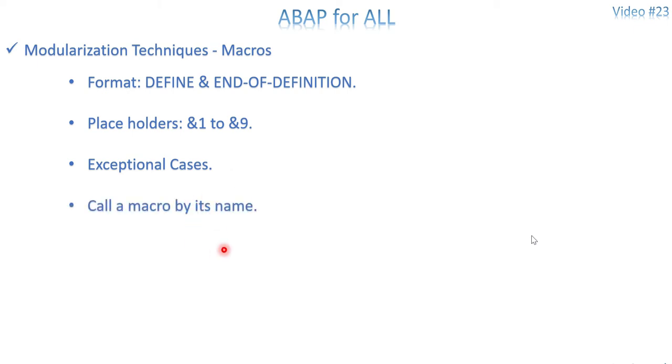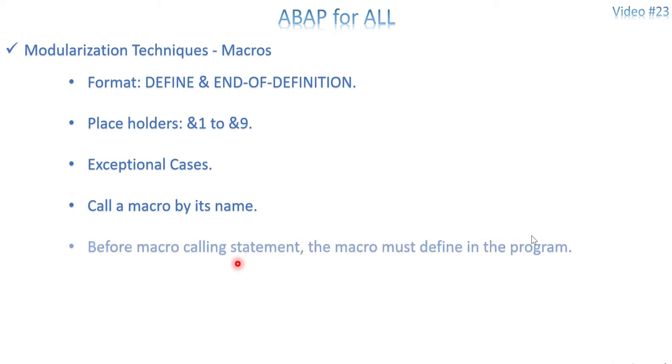Another point is how to call a macro. Just use its name. You don't have any keyword to call a macro. Normally for subroutines you have the keyword PERFORM, and you have CALL FUNCTION to call a function module. But for macros you don't have any keyword. Just give the macro name, and that is enough to call a macro.